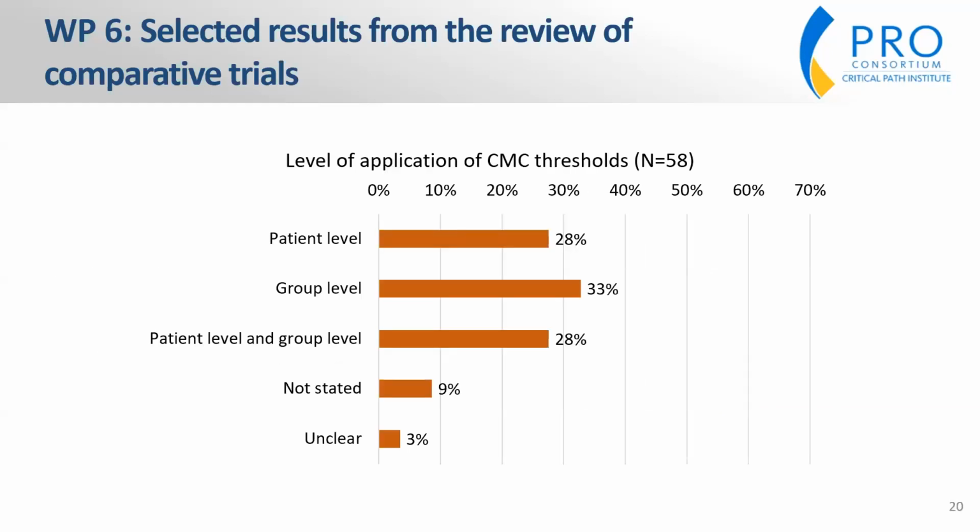Looking at the application now, how clinically meaningful change thresholds are being used or have been used. This could be at patient level in 28% of the trials, for group level data in 33% of the trials, and for both in 28%. And it's important to note that in some of these trials, quite a few actually, the same threshold value was used for patient level data and group level data. So the application at the specific level here does not necessarily indicate it has been used correctly.